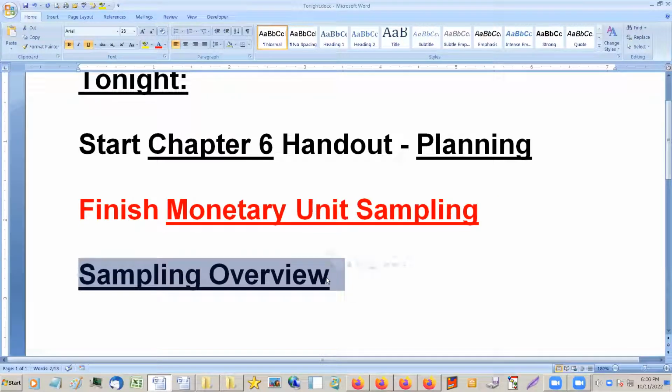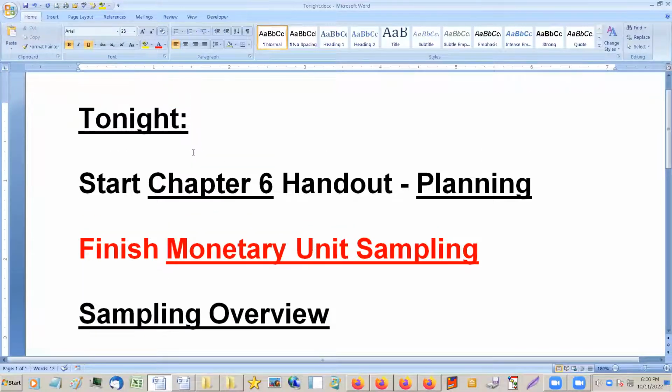We might just finish this. I don't know. We might get it. We'll see if we get the sampling overview. We'll get partway through chapter 6 anyways. Chapter 6 is actually kind of a big one. Hopefully you have it.